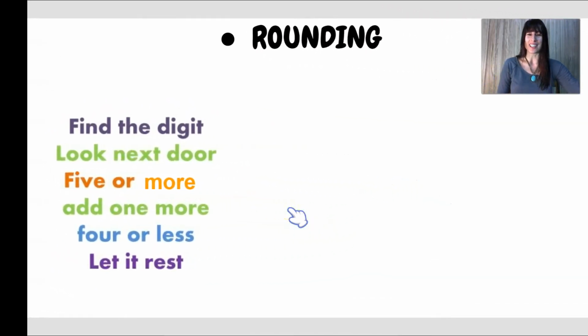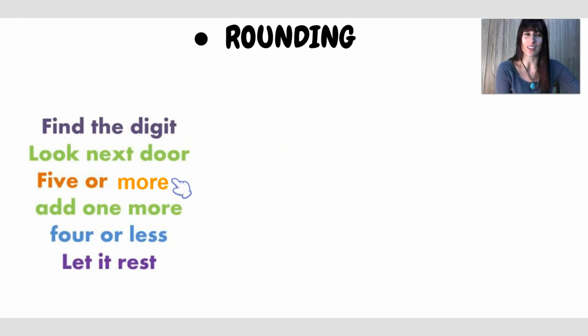Now for rounding, this is what we learned, that we need to follow these steps. We first find the digit that your teacher wants you to round the number to. And then you need to look at the number next to it. And then you say to yourself your poem. And the poem is 5 or more, add 1 more, 4 or less, let it rest. So these are the steps that you must follow. Let's see if we can put them into practice.